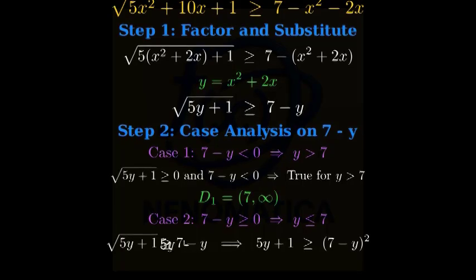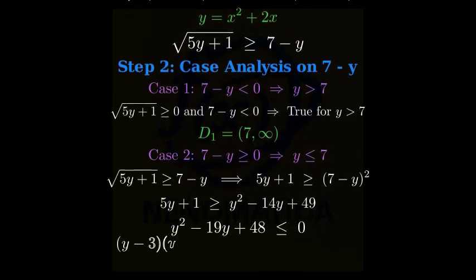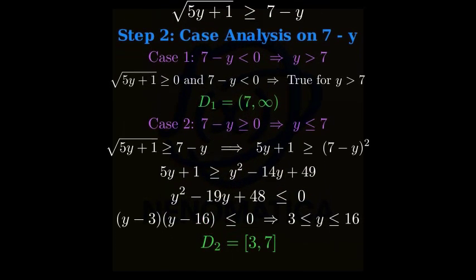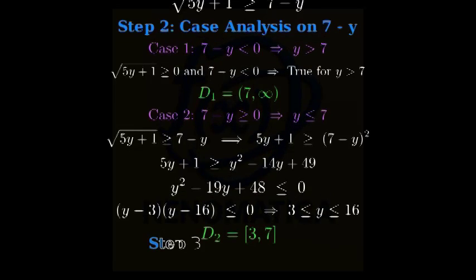Now expand and simplify the inequality. 5y plus 1 is greater than or equal to y squared minus 14y plus 49. Move everything to one side to obtain y squared minus 19y plus 48 less than or equal to 0. This factors as the quantity y minus 3 times the quantity y minus 16 less than or equal to 0, which gives 3 less than or equal to y less than or equal to 16. Intersecting with the case condition y less than or equal to 7, we get y in the closed interval from 3 to 7.